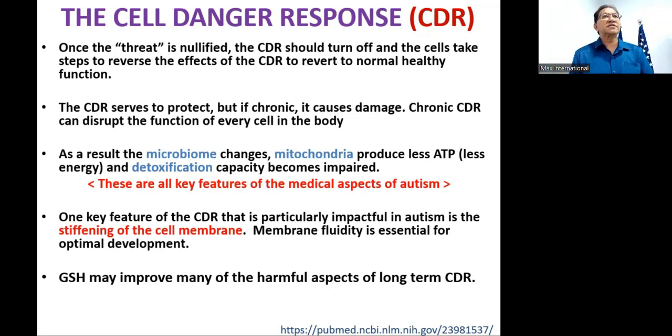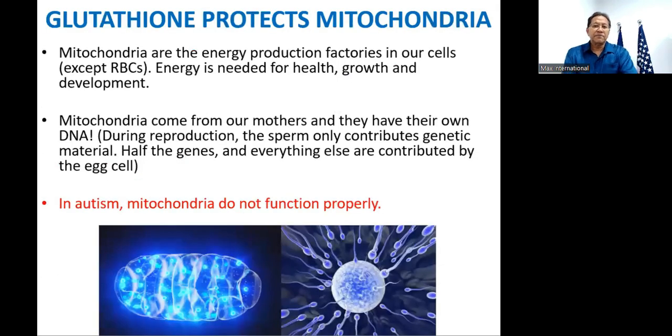And it is not just the lack of antioxidants per se, because the other antioxidants are not affected. Glutathione protects mitochondria. Mitochondria are the energy production factories in our cells, except for red blood cells, which do not have mitochondria. Energy is needed for health, growth, and development. Mitochondria come from our mothers, and they have their own DNA. During reproduction, the sperm only contributes genetic material. Half the genes and everything else are contributed by the egg cell from the mother. So men are only that much important.